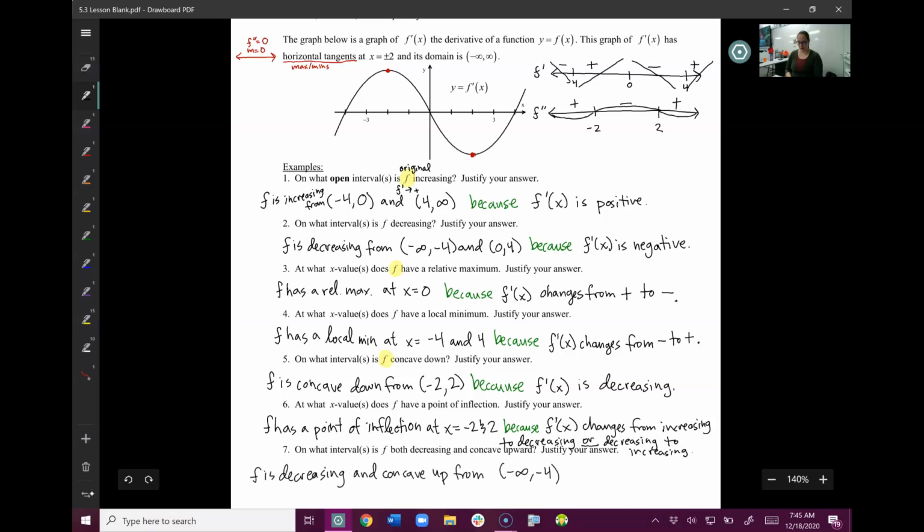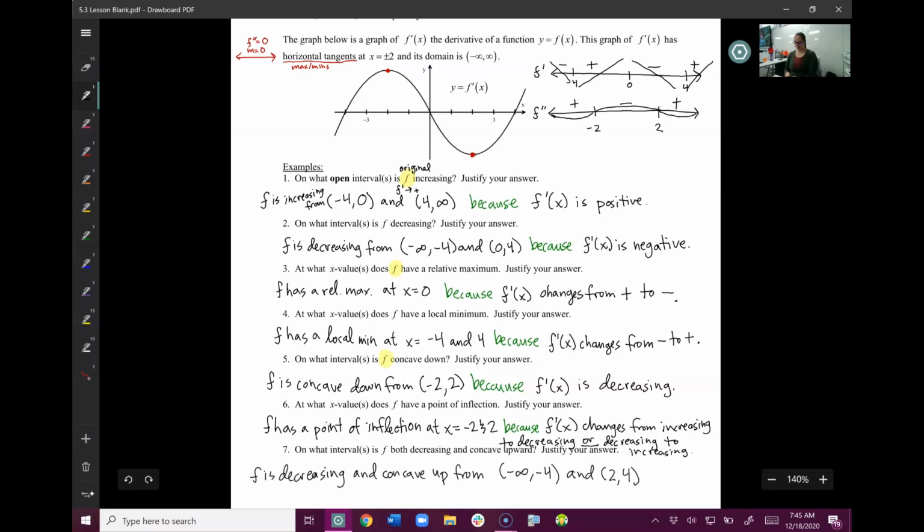And let's see if there's another one. Decreasing and concave down right there. Decreasing and concave up right there. And from 2 to 4. Because we're decreasing there, concave up there. There we go, right in there.